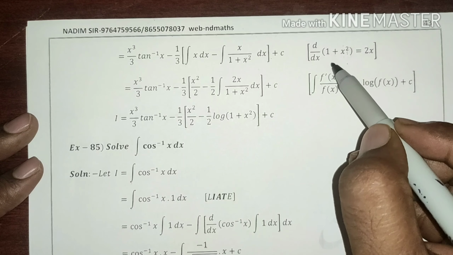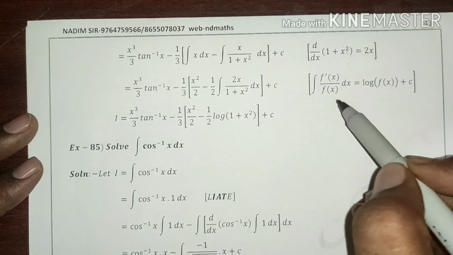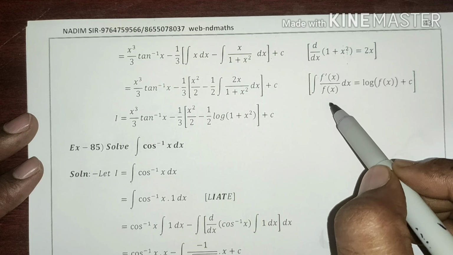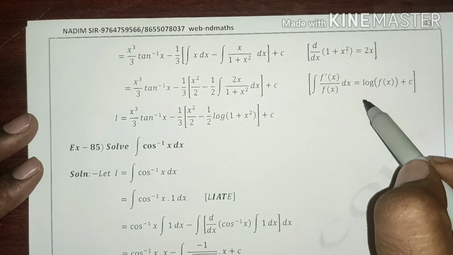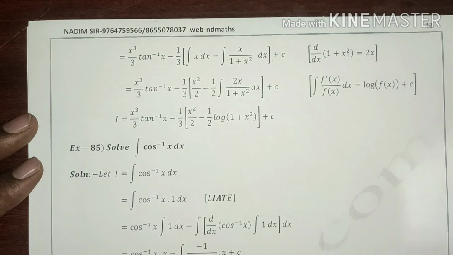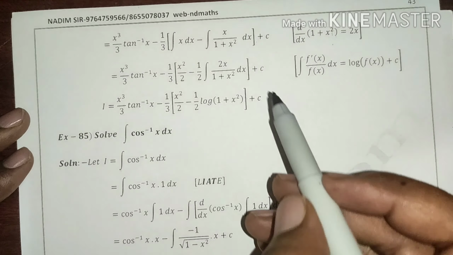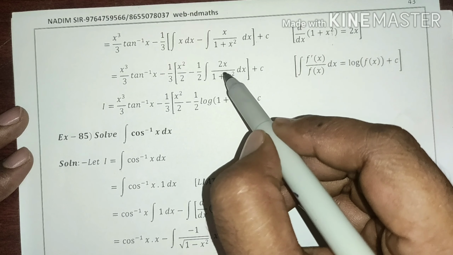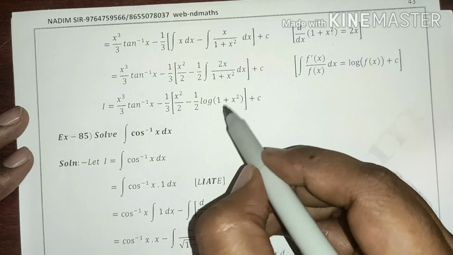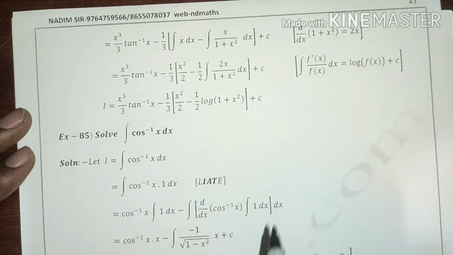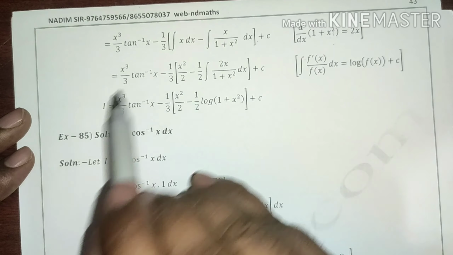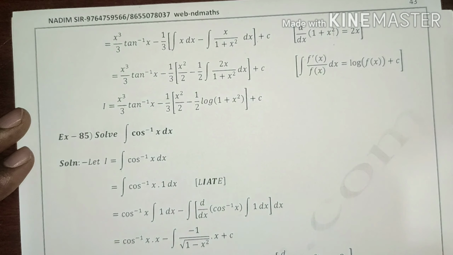We use the formula there. See here, the derivative of 1 plus x square was how much? 2x. So if the derivative of the denominator is in the numerator, the answer will be log of f(x). So here the derivative of 1 plus x square, 2x, is in the numerator. So that's why log of the denominator is there. The denominator is 1 plus x square, and everything else is the same on this side.